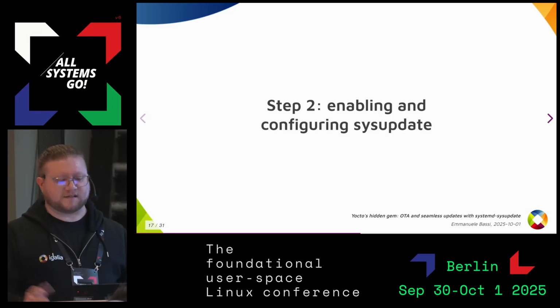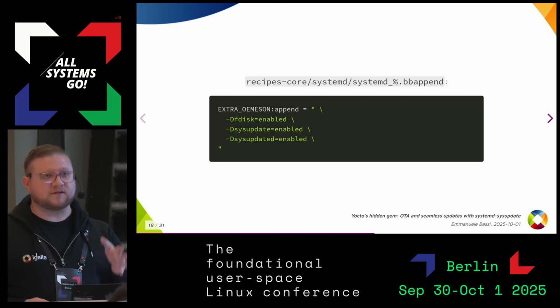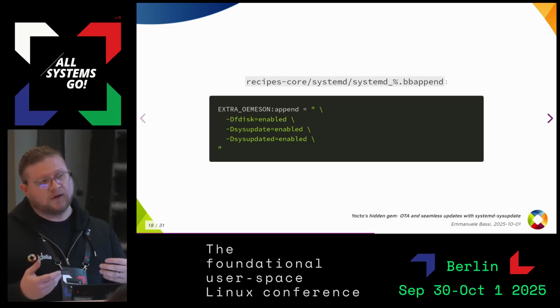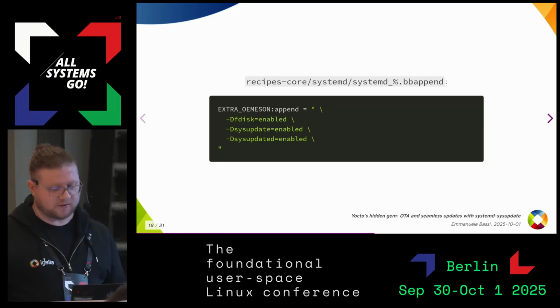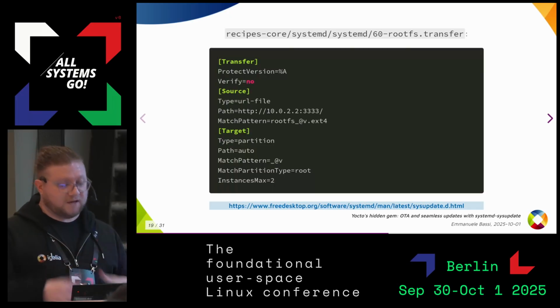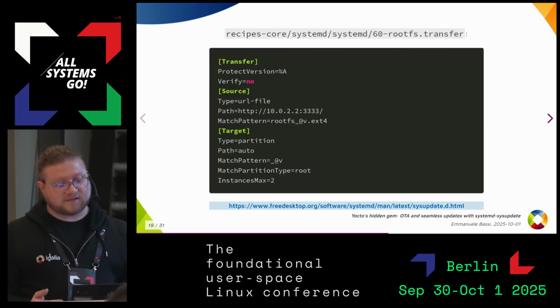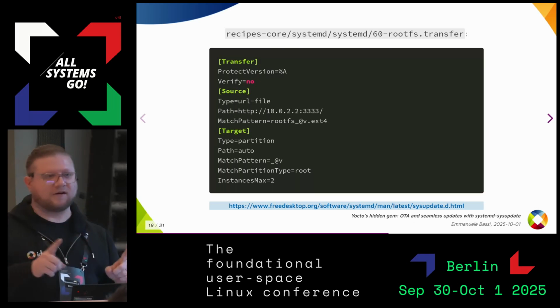And then, final step. We build systemd with sysupdate and sysupdate daemon enabled. These are not the default in the current base recipe for systemd on Yocto. So since we're building everything anyway, we can modify the build to include those components. And then if you have never seen how systemd sysupdate works, this is the mechanism that sysupdate uses to transfer the root file system from one partition to the other when updating.